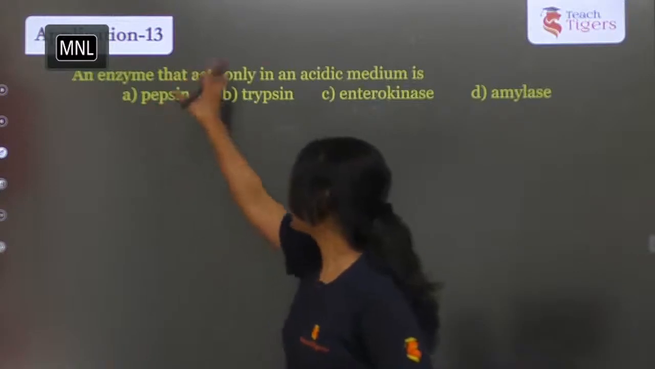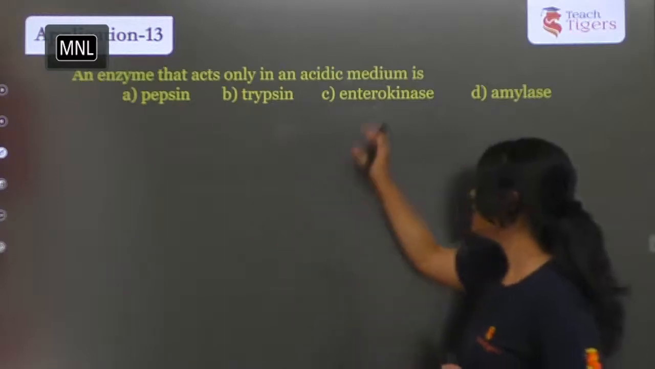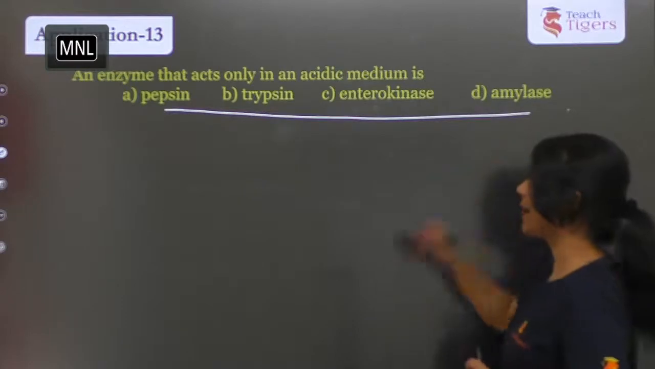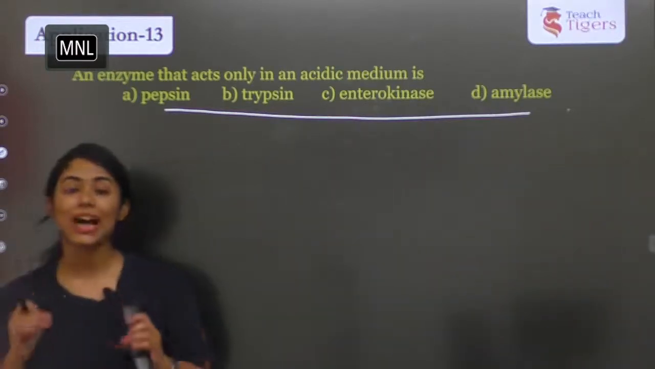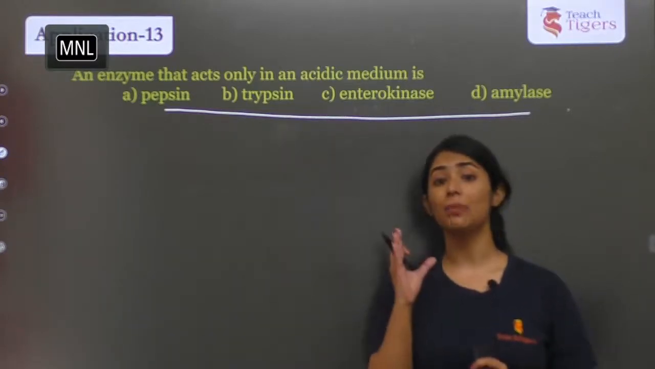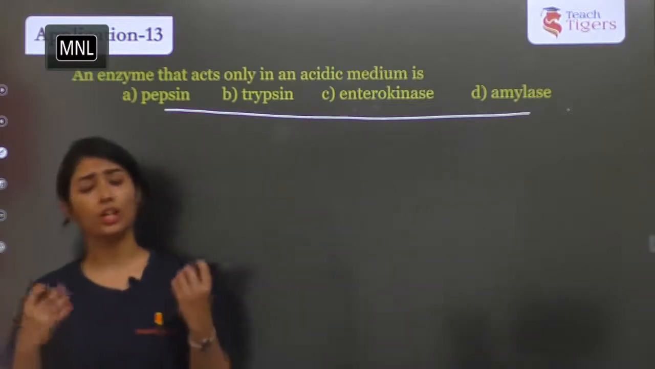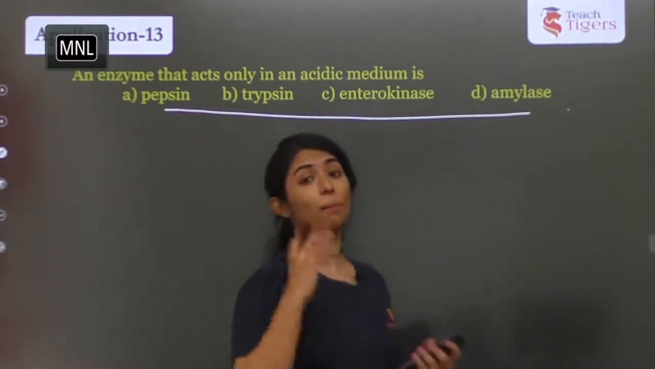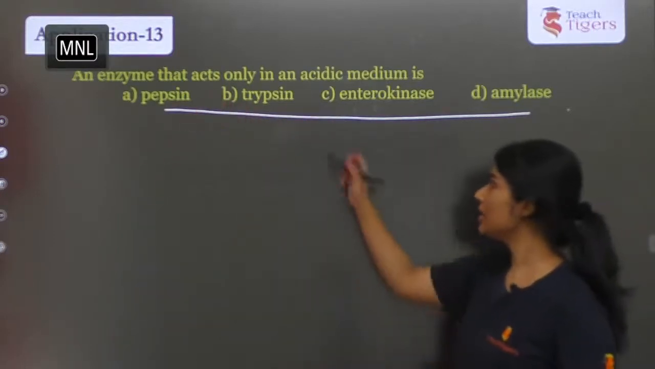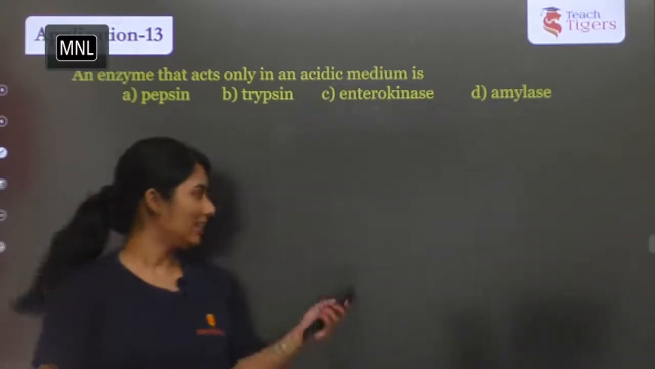Next, an enzyme that acts only in an acidic medium is pepsin, trypsin, enterokinase or amylase. Now, all these are different types of enzymes, right? So what are enzymes? These are biological catalysts. Okay, so enzymes need certain pH conditions to act. Some enzymes need an acidic pH, some enzymes need a neutral pH, some enzymes need a basic pH to act. So out of these enzymes, which one will act only if there is an acidic medium present? The answer is pepsin. Let's check whether it is right or wrong.